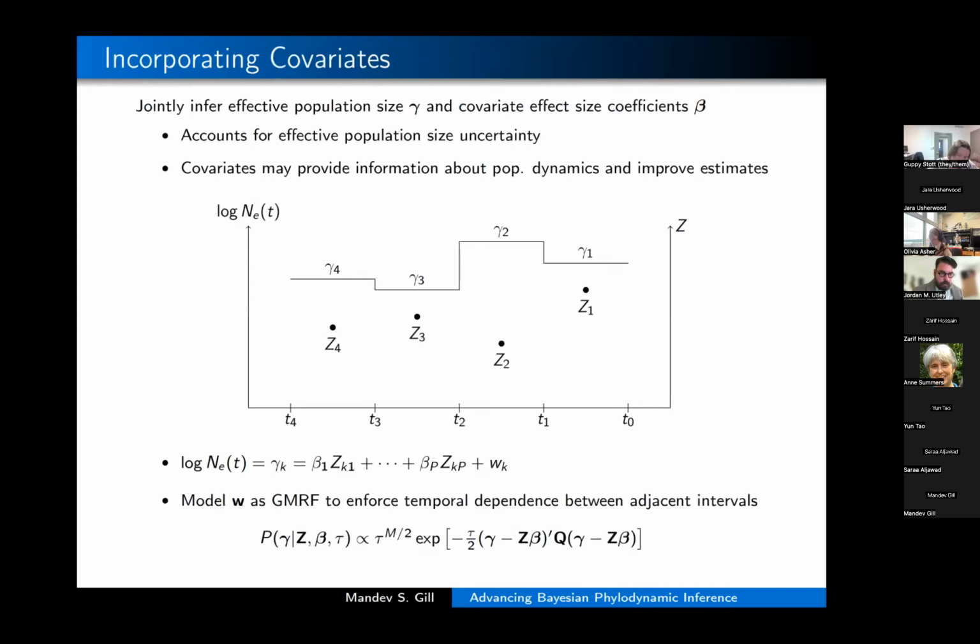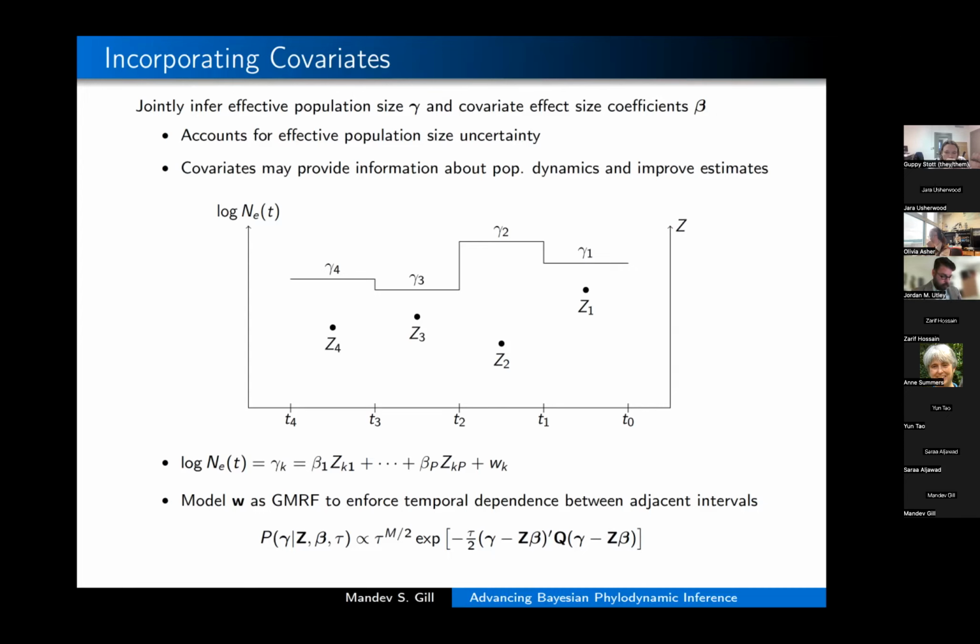So by incorporating covariates directly into our model, we can simultaneously infer the effective population size and covariate effect size coefficients, while naturally accounting for the uncertainty of the effective population size. If there is a significant association, this also allows the covariates to inform the effective population size estimate. And this can be especially valuable for certain time intervals where there isn't much signal in the sequence data alone.